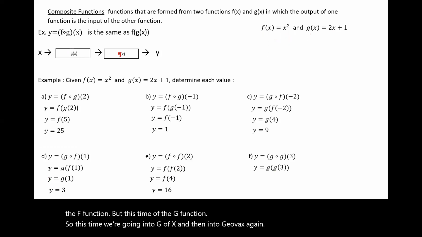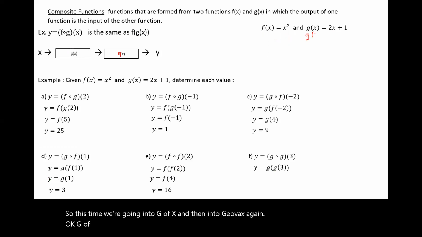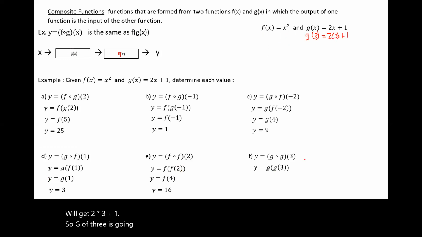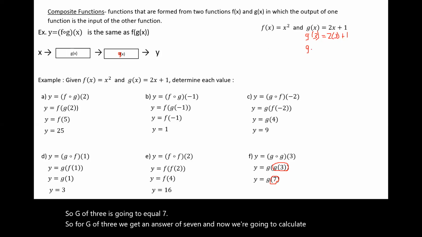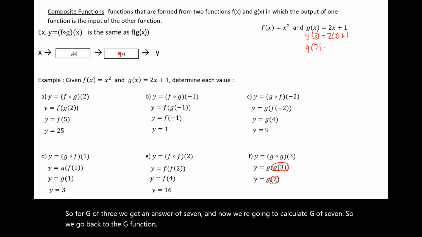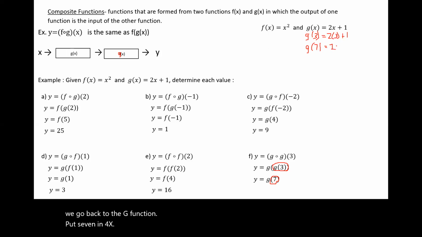Okay, g of 3. Put 3 in for every x. We'll get 2 times 3 plus 1. So g of 3 is going to equal 7. So for g of 3, we get an answer of 7. And now we're going to calculate g of 7. So we go back to the g function. Put 7 in for x. So 2 times 7 plus 1. The answer for that should be 14, plus 1 is 15. Right.